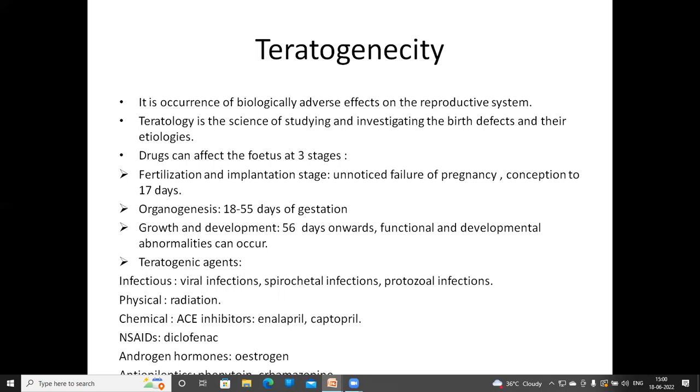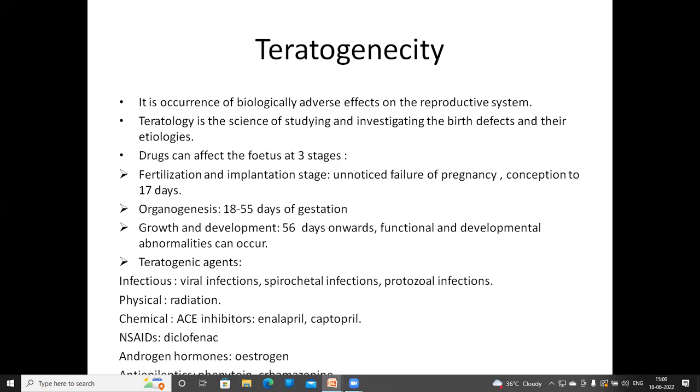The second stage is organogenesis. When organs are developing in the fetus during 18 to 55 days, these drugs can damage those organs. And the growth and development period is after 56 days, when the organs are growing and developing. During that period also, when you take some types of drugs, it causes functional and developmental abnormalities of the organs.